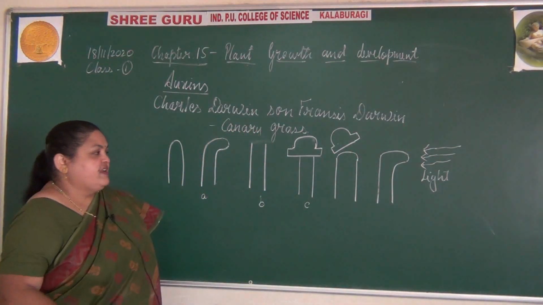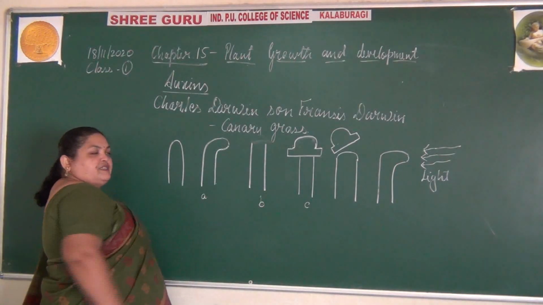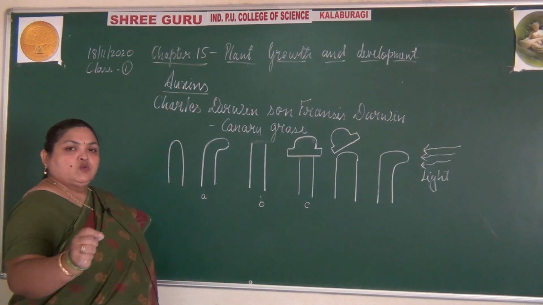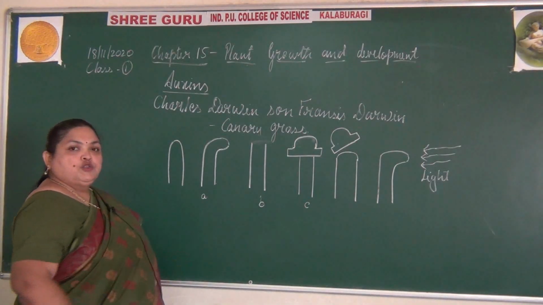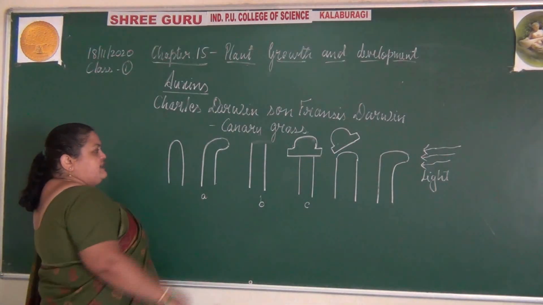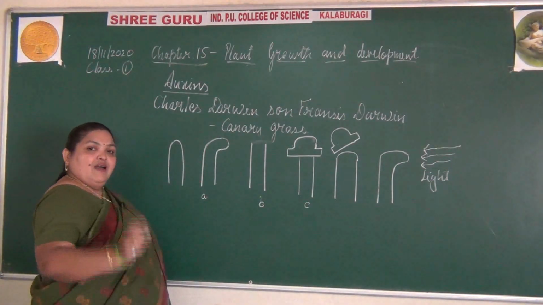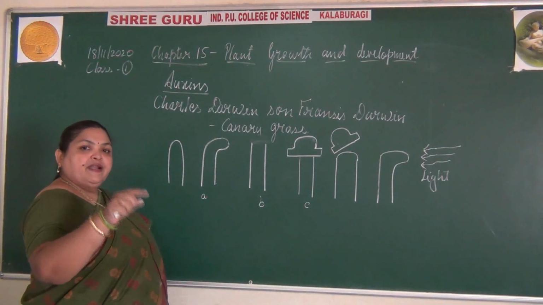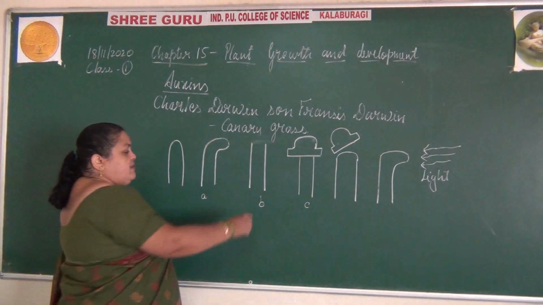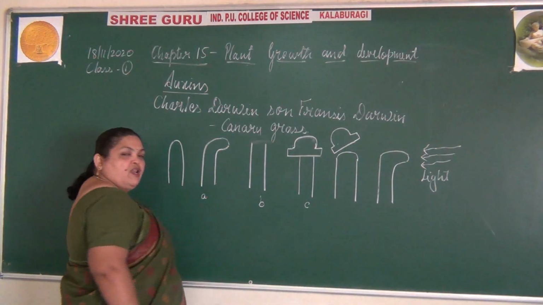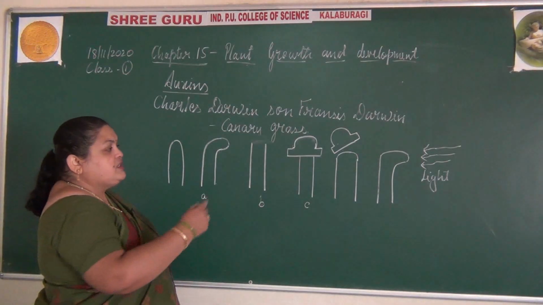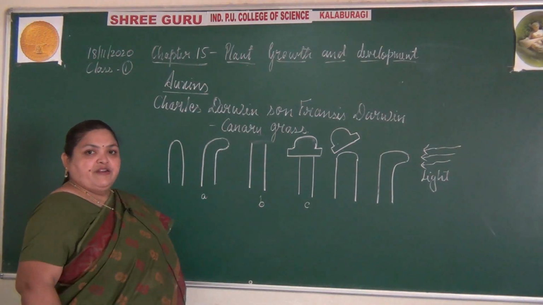So once again, I will try to explain it. In the first setup, the apex of the grass, the coleoptile, was exposed to the light, and it showed curvature, bending, or responded towards the source of light. But when this coleoptile was removed, it did not show any response.